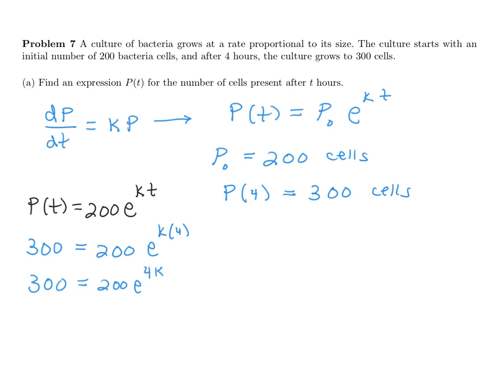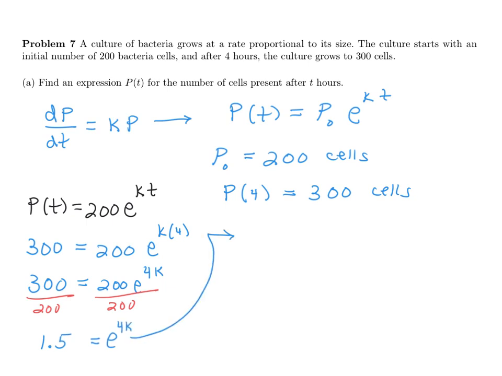To solve for k, I'm going to divide both sides by 200. So I'll divide this by 200, and I'll divide this by 200. And on the right side, the 200s cancel. This is 300 over 200. That's 3 over 2, 3 halves, or I'll just write 1.5, is equal to e to the 4k.